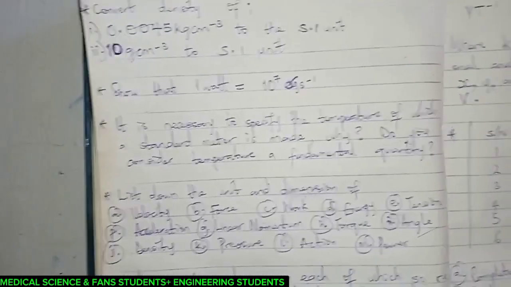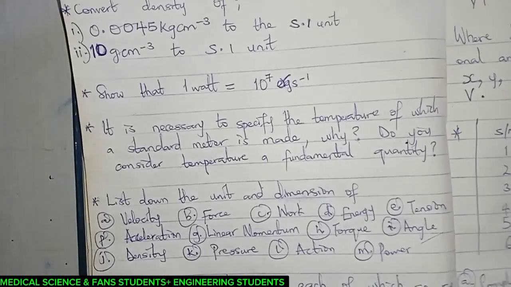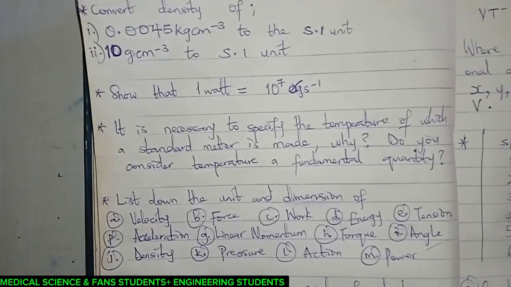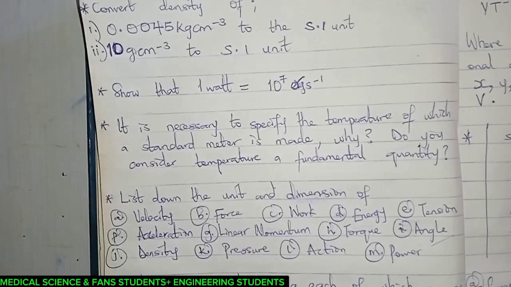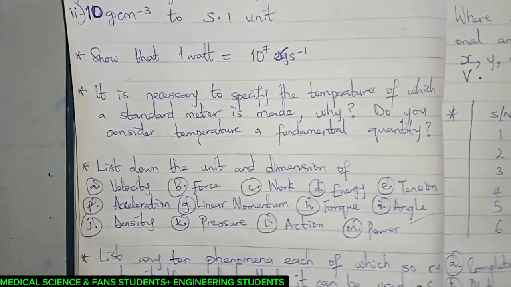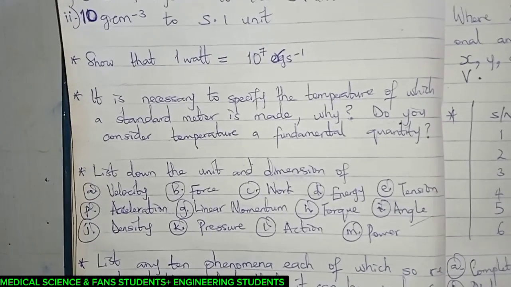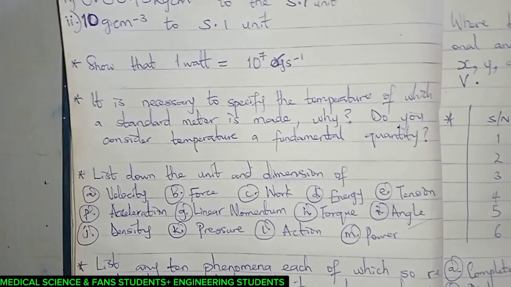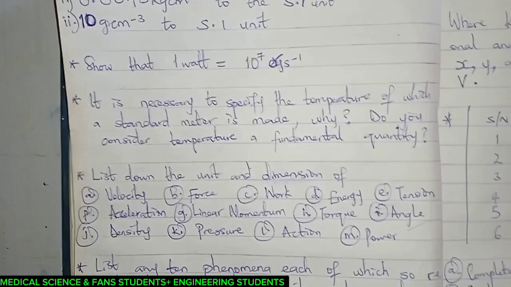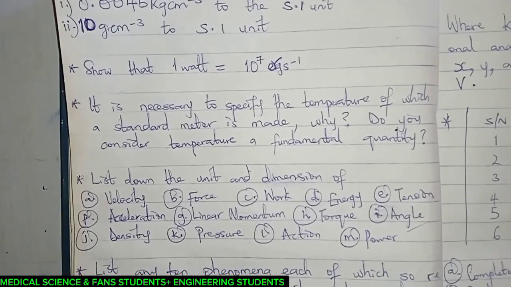They say, do you consider temperature a fundamental quantity? Yes. The reason is that all fundamental quantities are scalar quantities. So this is what you write: all fundamental quantities are scalar quantities. You cannot tell somebody, I am feeling hot in the northeast direction, or I am feeling cold in the northwest direction, or in the east direction, or in the north direction. It's not possible. So temperature is a fundamental quantity.